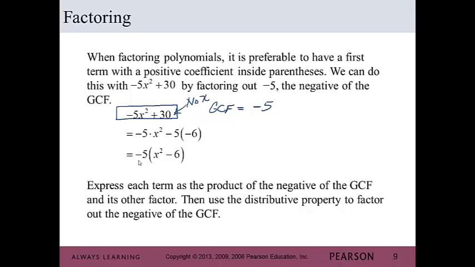So they wrote the negative 5 on the outside. They opened their parentheses, and then they wrote what's left over, and they have x squared minus 6. Be careful with your signs. Positive 30 divided by negative 5 gives you a negative 6. And of course, you can check it by just multiplying it back in. Negative 5 times x squared, well, that's negative 5x squared. Negative 5 times negative 6, well, that is plus 30. So again, if your first term is not positive, meaning it's negative, then your GCF would have to be negative.